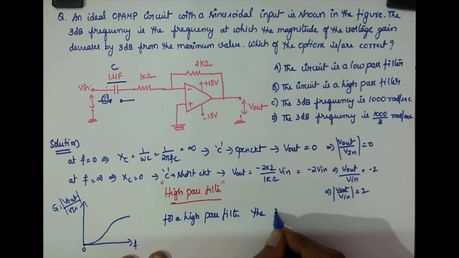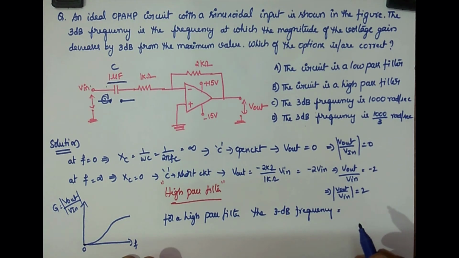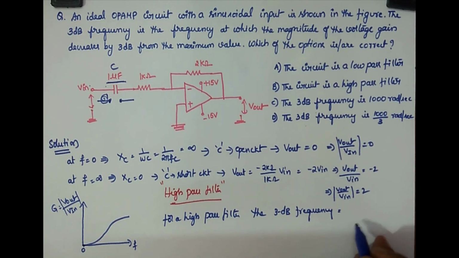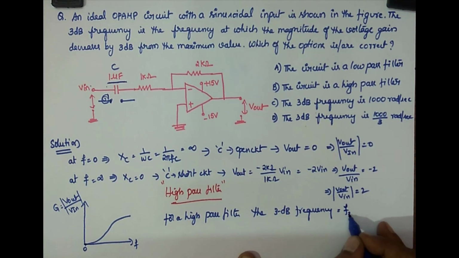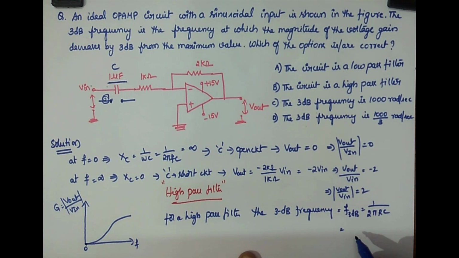Okay, so now for a high pass filter, the formula for the 3 dB frequency. Actually, what is 3 dB frequency? It is the frequency at which the magnitude of the voltage gain decreases by 3 dB. Okay, means this is the voltage gain, and if you take this as gain in dB, at the 3 dB frequency, the gain in dB reduces by 3 dB. Okay, so now for a high pass filter, the 3 dB frequency is F 3 dB equal to 1 by 2 pi RC.